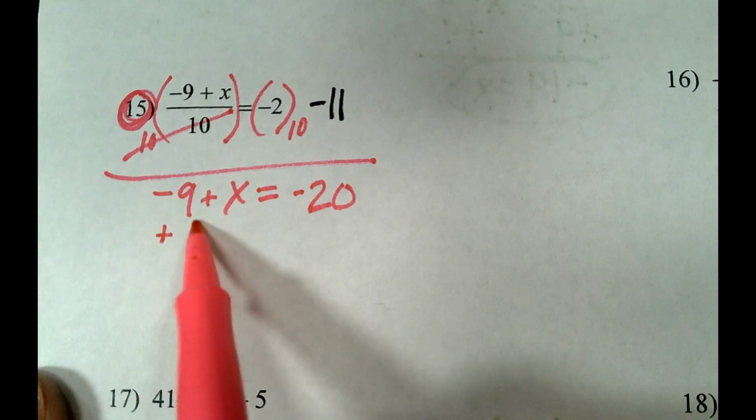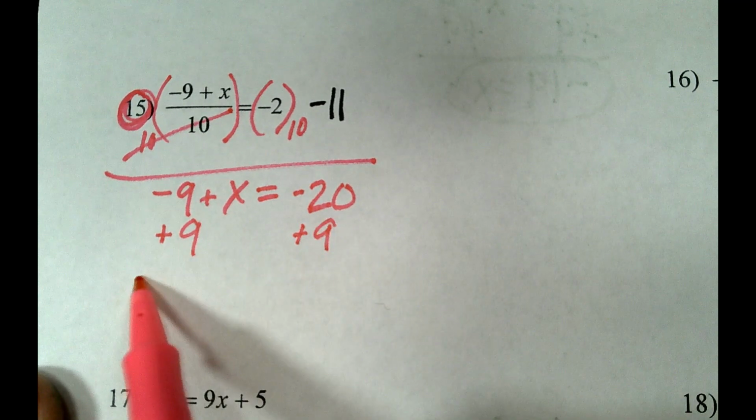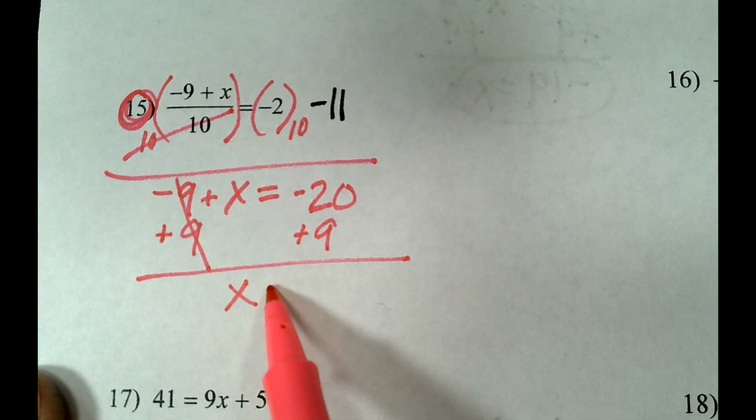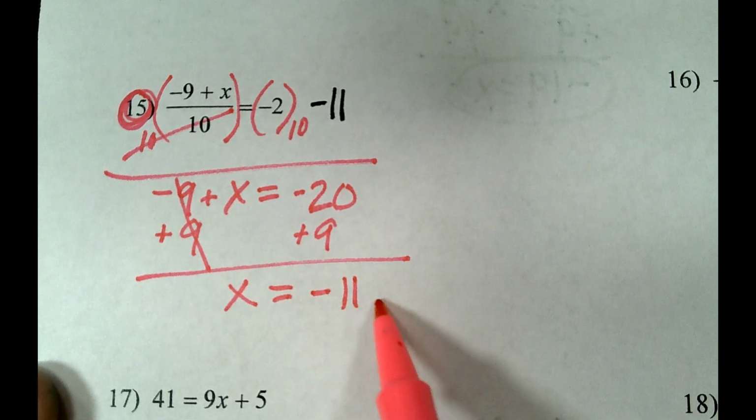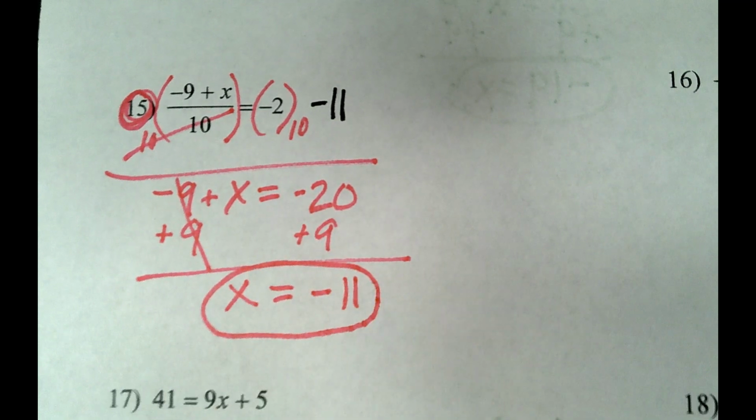Yeah, 9 to cancel them. Yep, perfect. We get x equals -11. -11, yes, perfect. You guys, that's wonderful. Okay, so we all got number 15. That's good. Let's look at number 19.